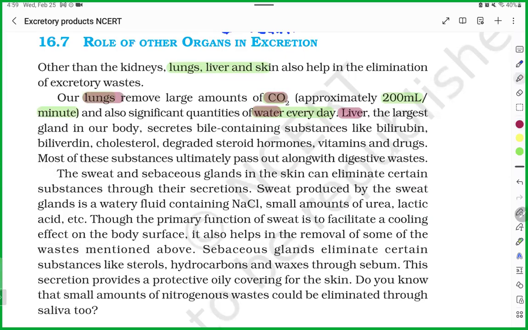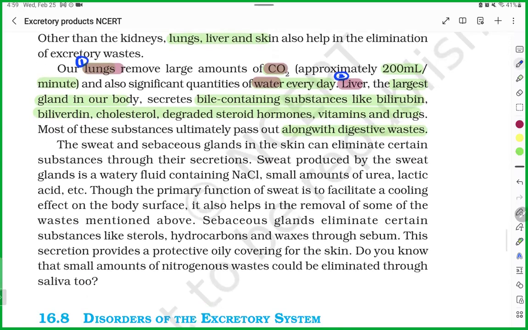Liver, which is the largest gland, secretes bile juice like bilirubin, biliverdin, cholesterol, steroid, vitamins, drugs. This will come out through the digestive tract. So lung removes CO2 waste material. Liver removes waste material like bile juice, degraded hormone, vitamin, any harmful chemical.